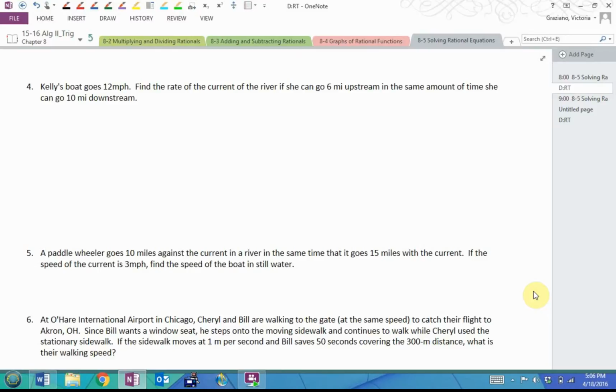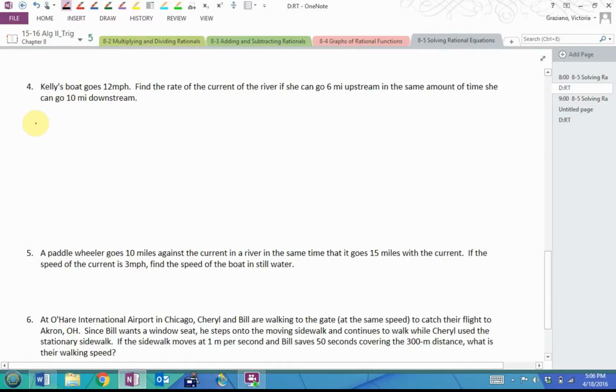Okay, so think about this for a second. The boat can go a speed, in this case 12 miles per hour, but the current of the river is either helping or hurting that. It's either speeding up the boat or slowing down the boat, depending on which way we're going. So that's what they're asking us for, like, how is the current impacting really the rate of the boat?